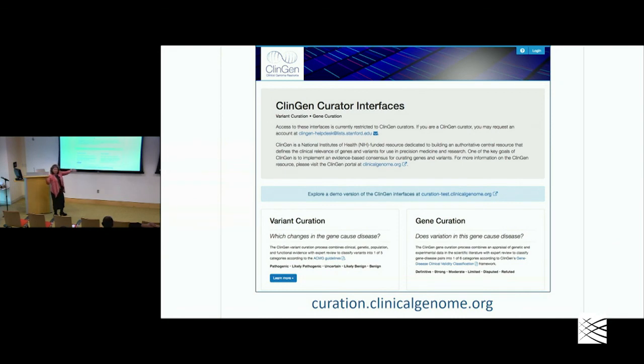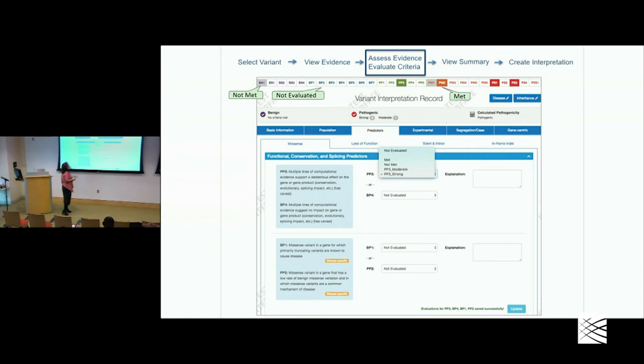Also, for those of you who want to curate variants, don't have your own curation interface, and want to use the ACMG guidelines, you can go to curation.clinicalgenome.org. By the way, if anybody wants a copy of these slides or the ones I showed last week, just let me know. I'll probably just post them on a Google link. But you can go here. You have to register and get a username account, but anybody can do that.